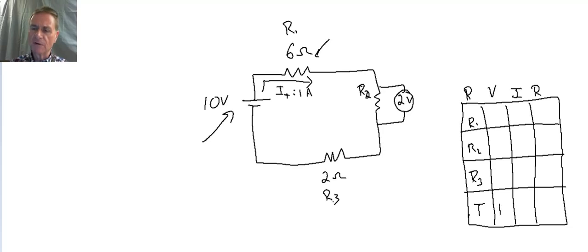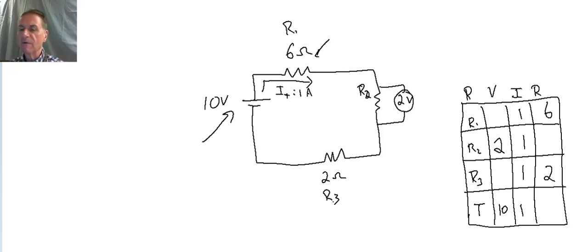So let's fill in our information. Our total voltage is 10 volts. Our voltage across R2 is 2 volts. We know that because it says it right there. As far as current goes, it says the total current is 1 amp. But we know that in a series circuit, the current is the same in all parts of the circuit, so I can fill in the ones there. We know R1 is 6 ohms. We don't know R2. We know R3 is 2 ohms. And that's all the information that we have.